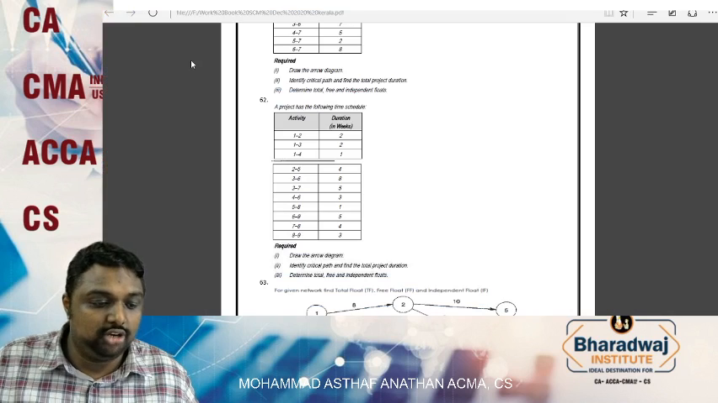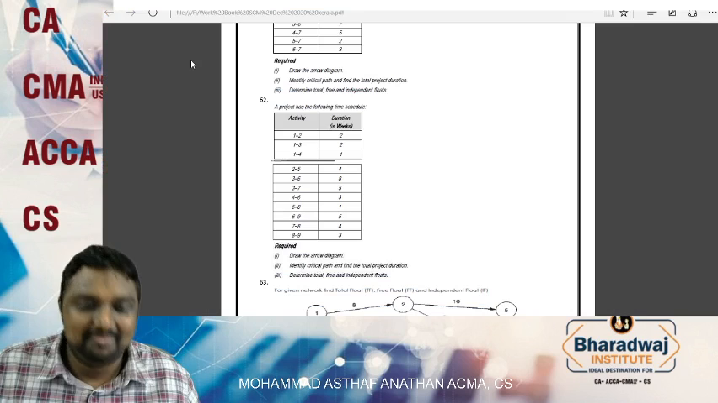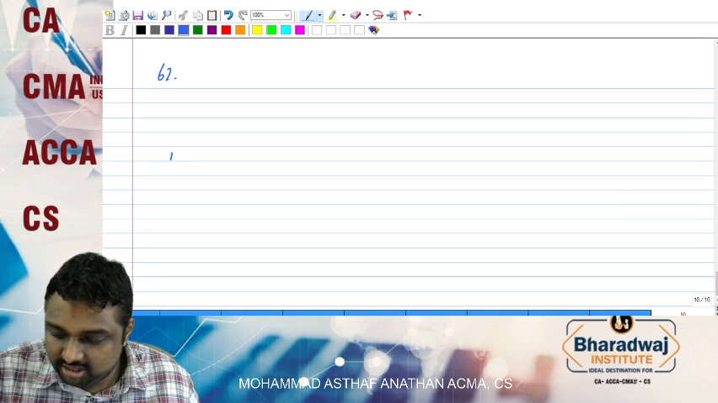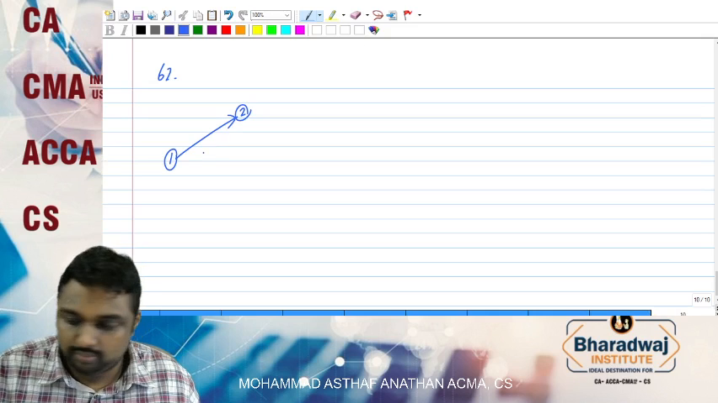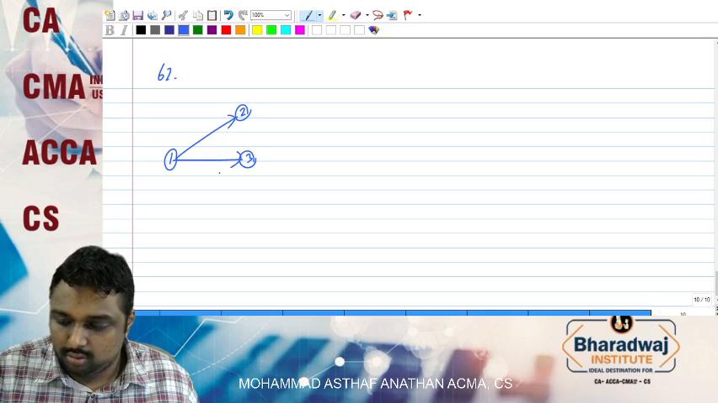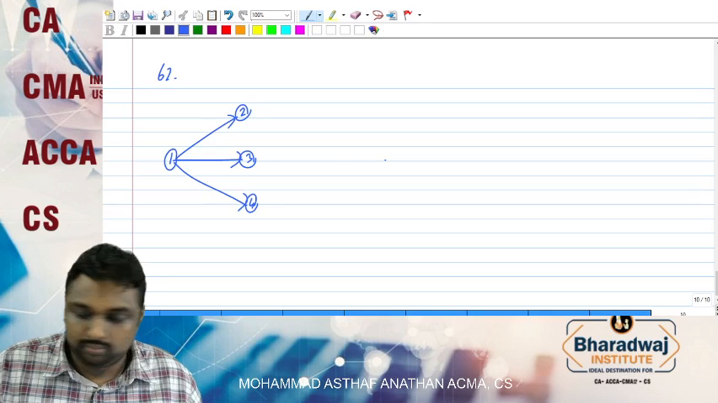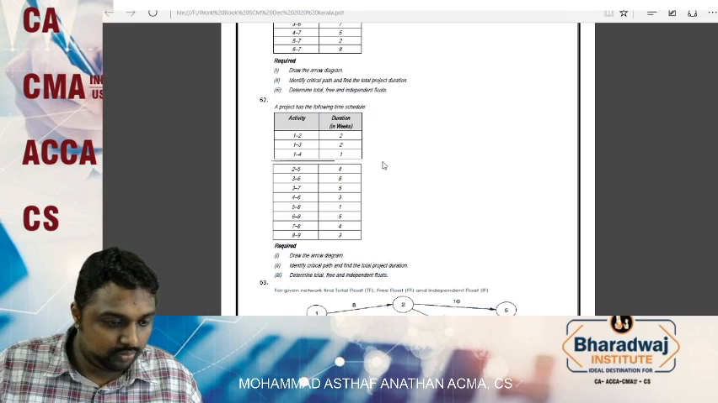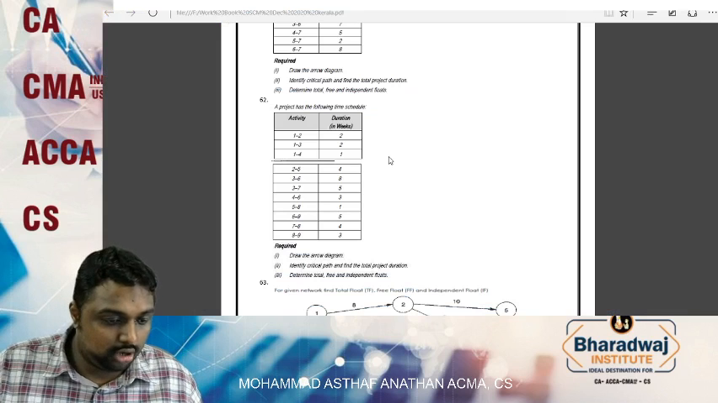So how will 62 be? First we have to draw the diagram. Yes or no? Please. We start with 1. 1 to 2. 1 to 3. 1 to 4. 2 to 5. 3 to 6. 3 to 6. 4 to 6.